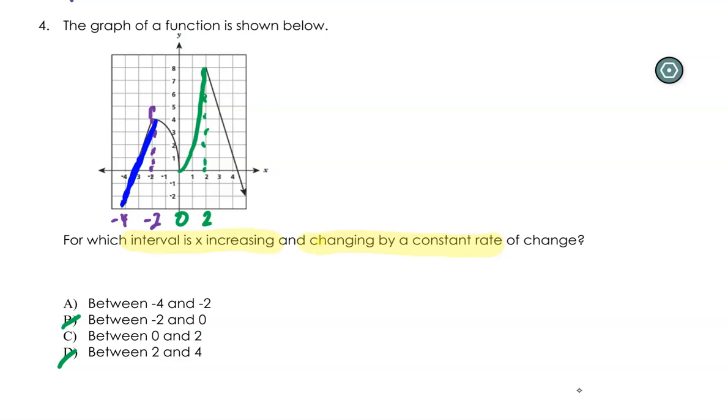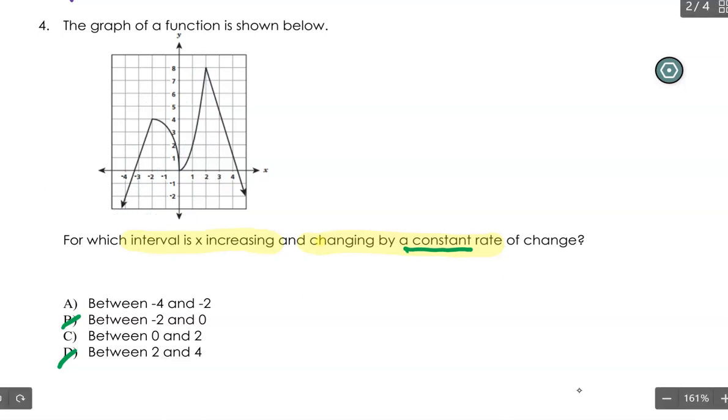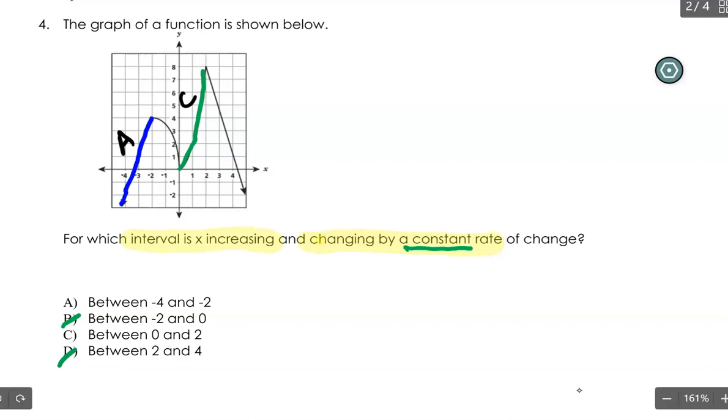Okay, so then now you have to decide which of these is changing by a constant rate. That means no matter where it is on the graph, it is the same. Okay, so I'm going to trace these lines again. So here's this is choice A, and this is choice C. All right, so that is how you do number 4.